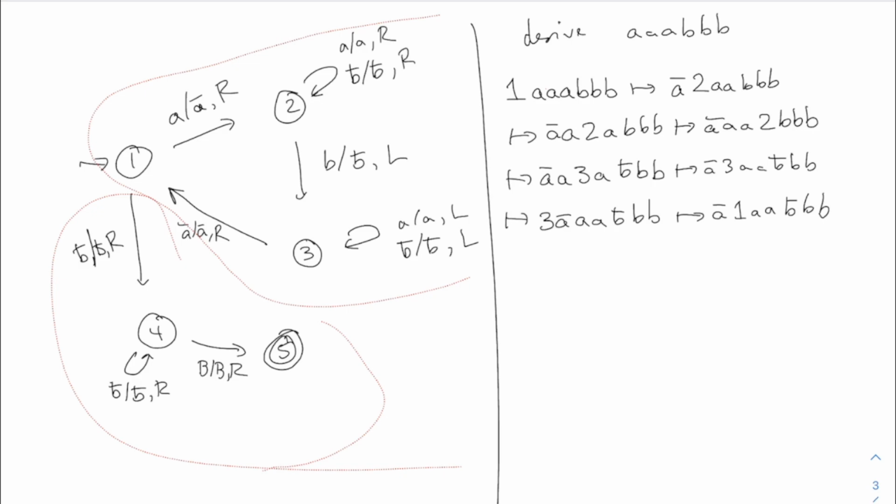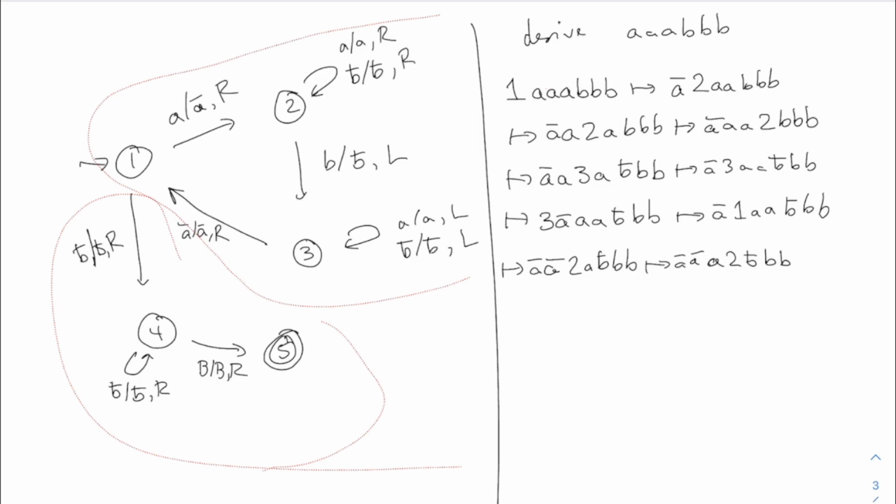All right, what's next? 1, A. So 1, A, I'm going to do this arrow here. The A becomes an A bar, and then I move to the right and change to state 2. So this becomes A bar, 2, A, B bar, B, B, like so. And now I'm in state 2 looking at A. That's a looped edge on the diagram, so I stay in state 2 but move to the right. So this is now A bar, A, 2, B bar, B, B.